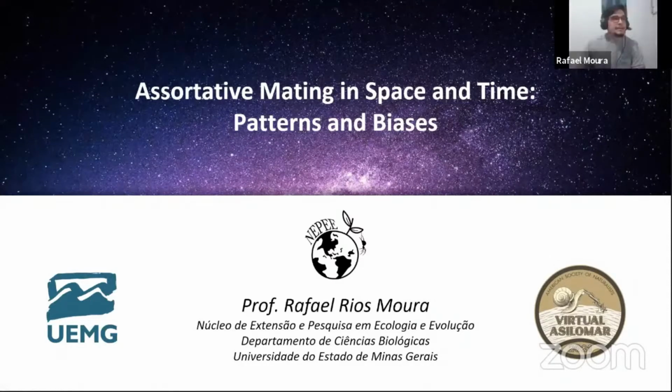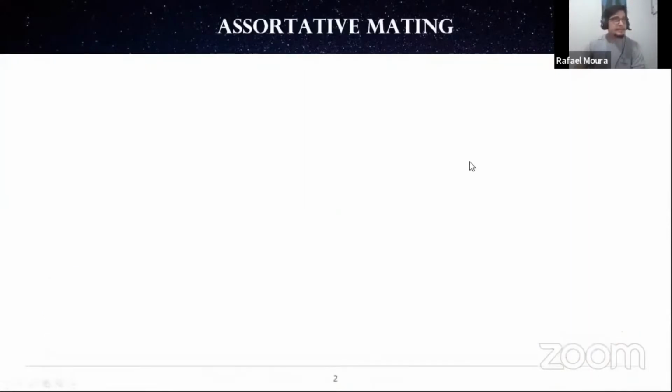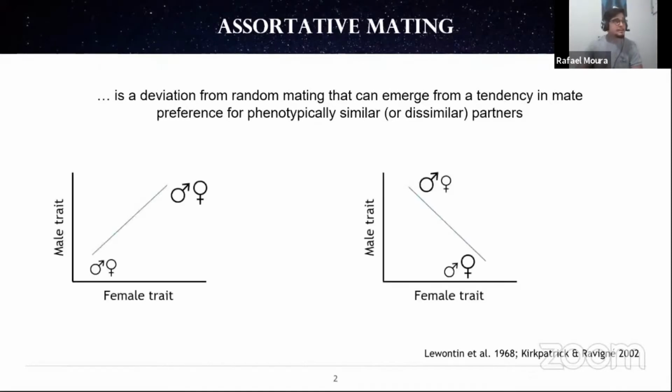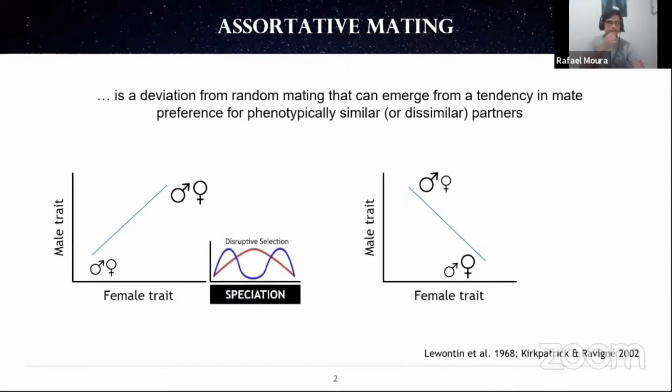My name is Rafael, and I will present a lecture, Assortative Mating in Space and Time, Patterns and Biases. Assortative mating can be described as a deviation from random mating that can emerge from a tendency in mating preference for phenotypically similar or dissimilar partners. We can measure assortative mating using a correlation of a given trait of mating pairs. When this correlation is positive, we call it positive assortative mating. When it's negative, we call it negative assortative mating.